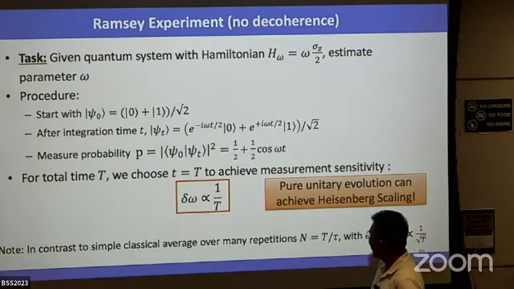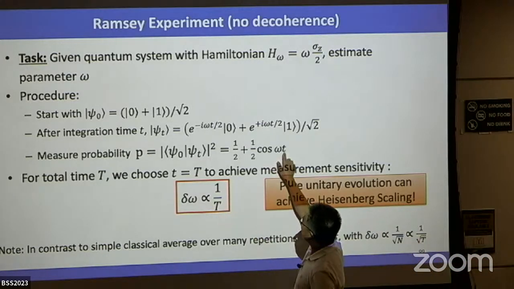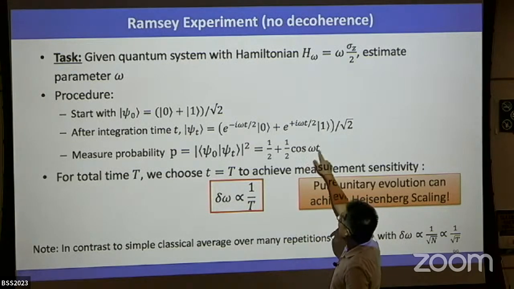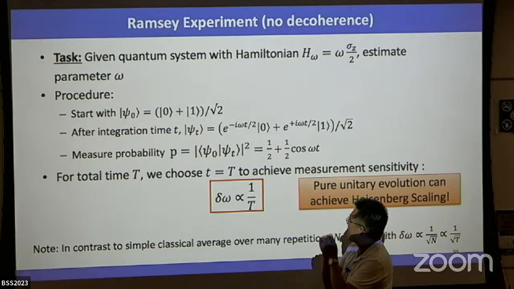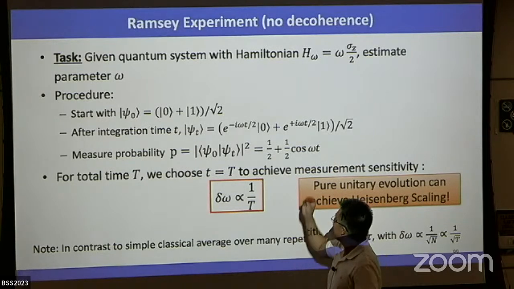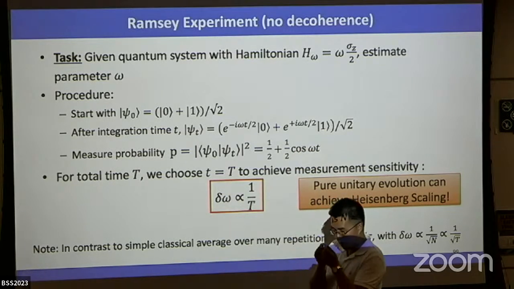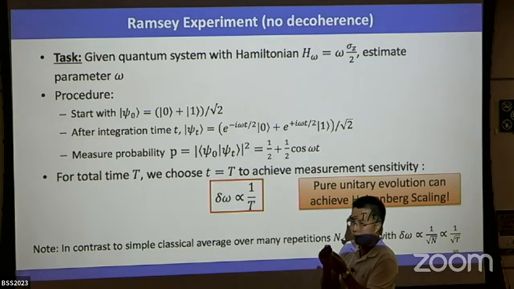Okay, how do you get the linear scaling? Suppose I already have a rough estimate of what omega is. I look at the neighborhood, and if I fix the total time, then if I change my omega by, say, 10% or 1%, then basically my signal, the probability distribution, will also change by about 10%.